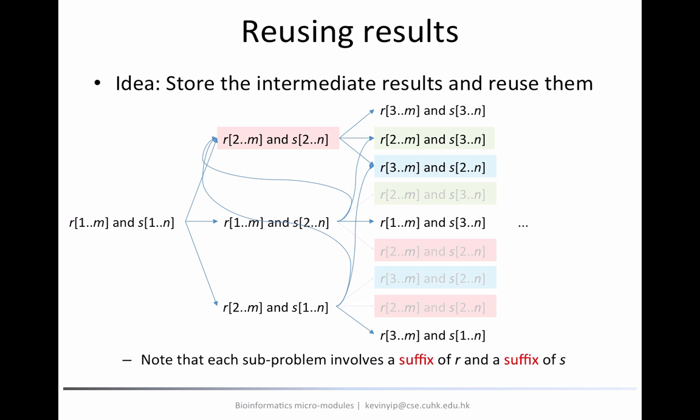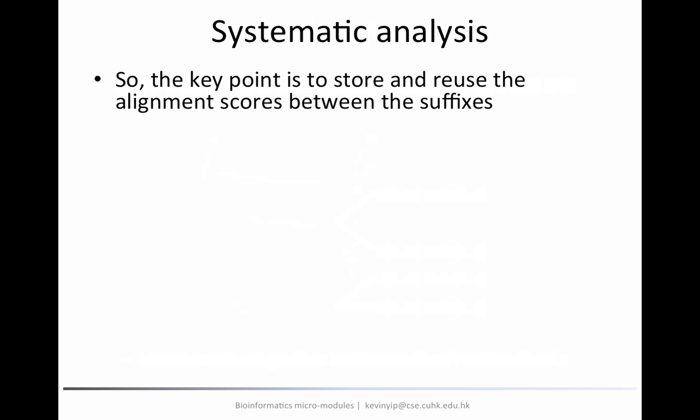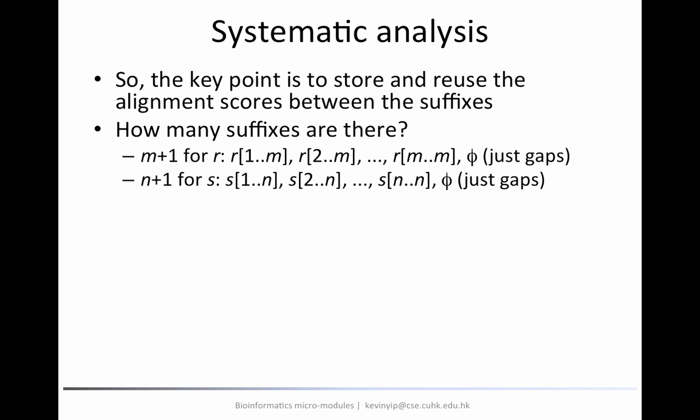In order to answer this question, we need to notice that each subproblem is actually trying to align a suffix of R and a suffix of S. Here, suffix means that we cut out some of the characters from the beginning of the sequence and align the remaining part. So, how many suffixes are there?